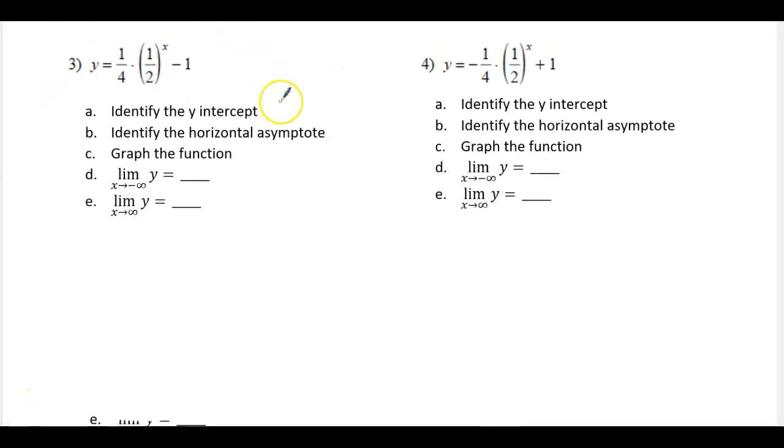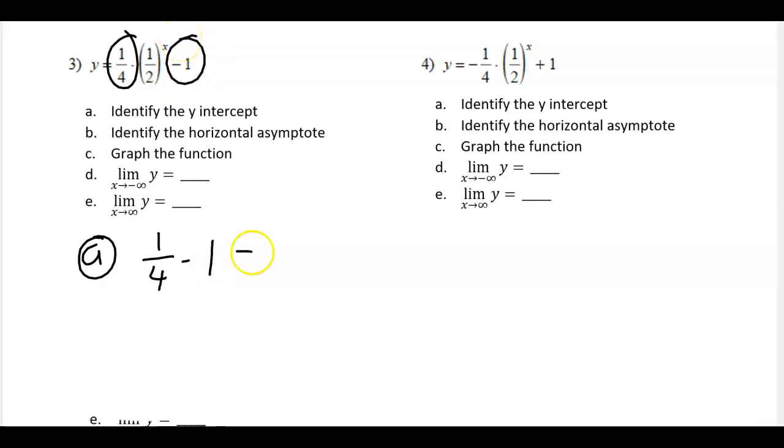All right, so for number 3, it says find the y-intercept. The y-intercept could be found by taking this number in the front and subtracting from it this number in the back. So for that, you're going to need to get a common denominator, right?